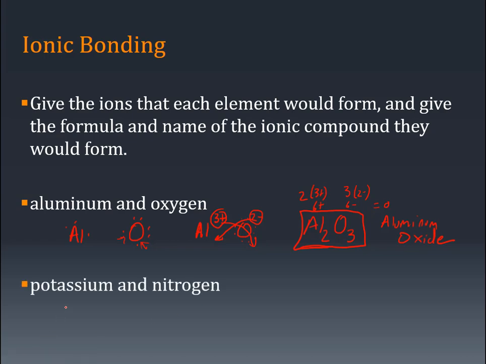A couple more real quick. Potassium, K, which is going to have 1 electron. Nitrogen, which has 5. And so we can look at this and say, okay, we're going to have potassium with a 1 plus charge. Nitrogen will form the ion with a 3 minus charge. It has 5, it's 3 short of 8, which means our formula is going to be K3N, and our name is potassium nitride.